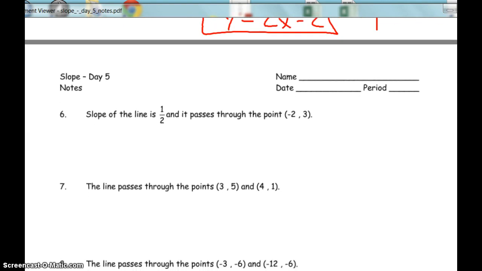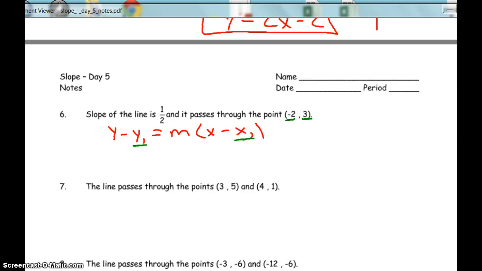Number 6, the slope of a line is 1/2 and passes through the point negative 2, 3. So we're going to go ahead and just use the same thing. What we're going to do is we're going to have y minus y1 is equal to the slope times x minus x1. And just this time we're going to plug it in. We're not even going to solve it all the way for y. So when we look at this, our y1 is right here, and our x1 is right here.